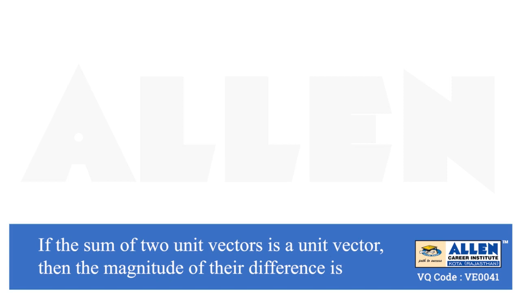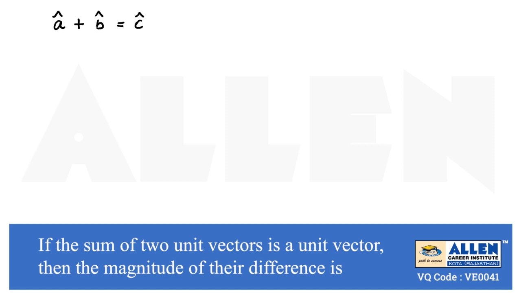If the sum of two unit vectors is a unit vector, then what is the magnitude of their difference? Here we are discussing addition and subtraction of vectors which are unit vectors. So suppose we consider two vectors which are unit vectors. For a unit vector we will use a cap. So here a cap and b cap are two unit vectors and the sum of these vectors is also a unit vector, that is c cap.